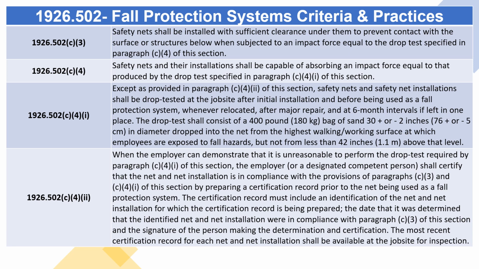The certification record must include an identification of the net and net installation for which the certification record is being prepared, the date that it was determined that the identified net and net installation were in compliance with paragraph (c)(3) of this section, and the signature of the person making the determination and certification. The most recent certification record for each net and net installation shall be available at the job site for inspection.